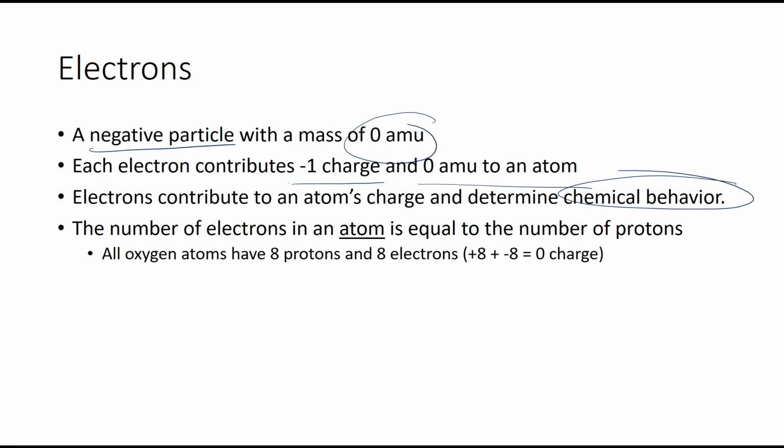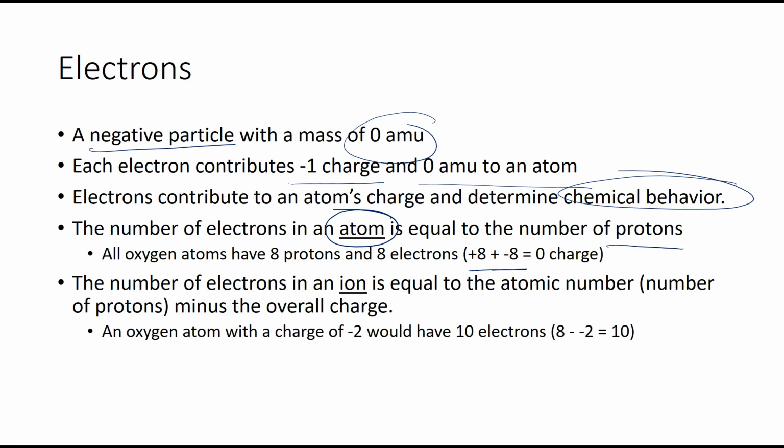So the number of electrons in an atom is equal to the number of protons. And the reason we say that's equal is because we're calling it an atom, and if we call it an atom, we know it's neutral. And if it's neutral, our plus and minus have to be equal in number. Now, the number of electrons in an ion is not equal to the number of protons. It's equal to the atomic number, or the number of protons, minus the overall charge.